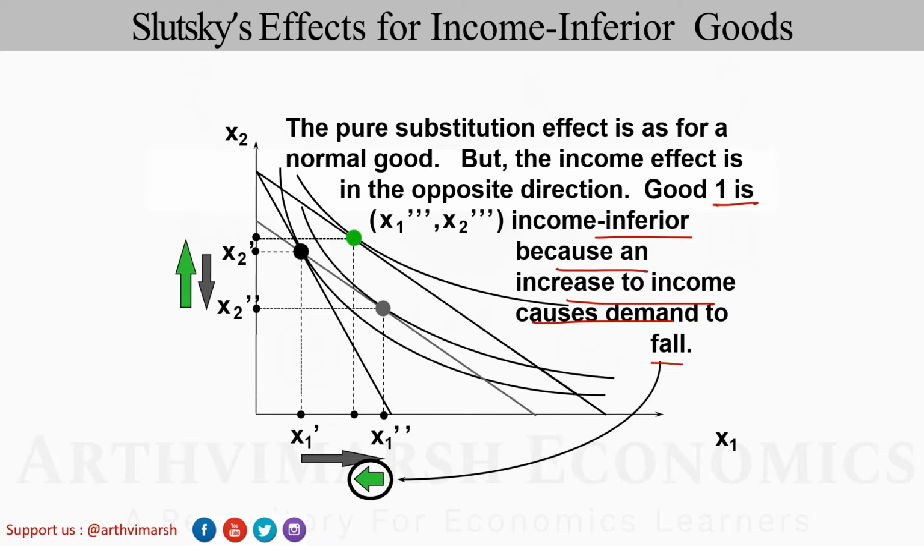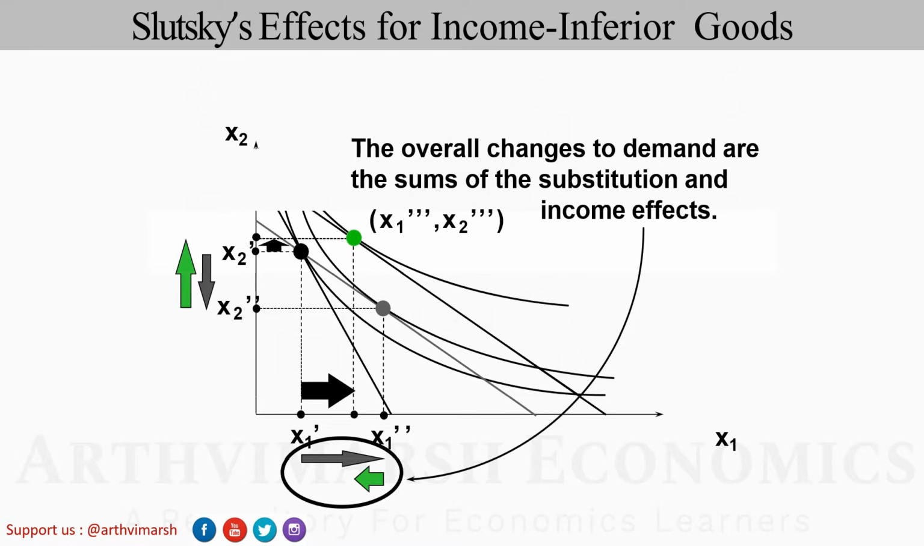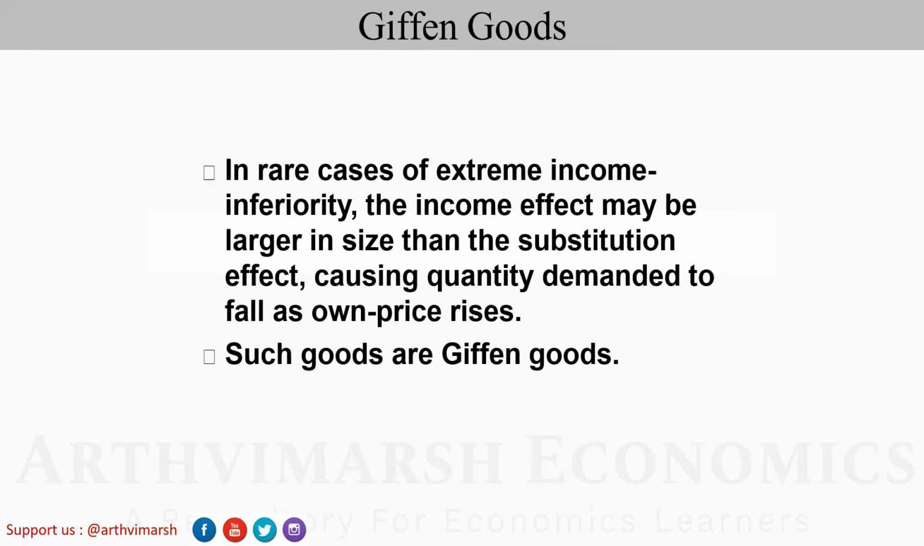So this is being highlighted here for the inferior goods, and these two effects are working in opposite directions, and the overall impact, again, is the sum of substitution and income effects. Now what about the case of Giffen goods? In rare cases of extreme income inferiority, the income effect may be larger in size than the substitution effect, which causes the quantity demanded to fall as the price goes on increasing.